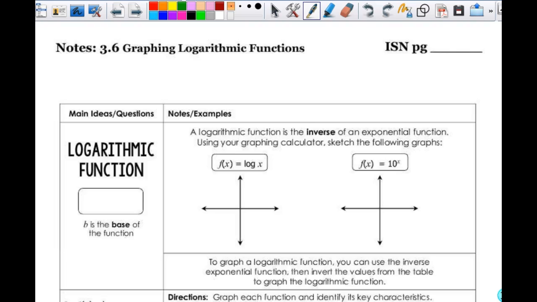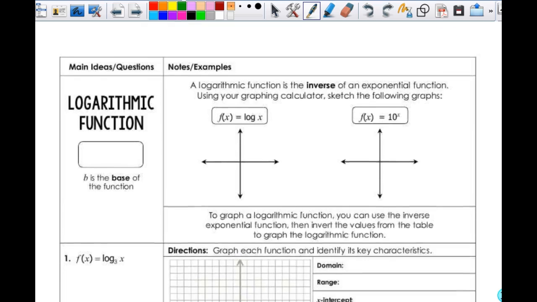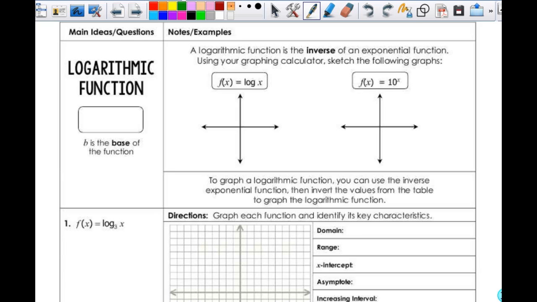All right, so a log function is the inverse of an exponential function. We've already graphed exponentials, so we are going to graph logs now. This is going on page 74 when we're done. And so your log function is going to look like this: f of x equals log base b of x, whatever the base may be.